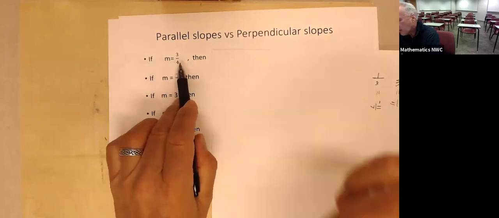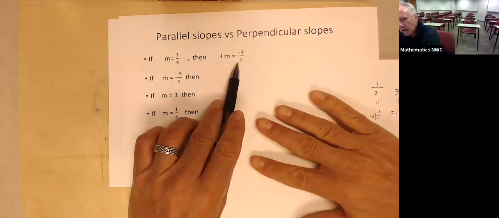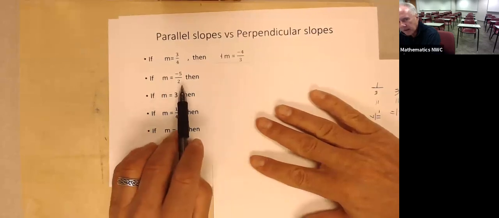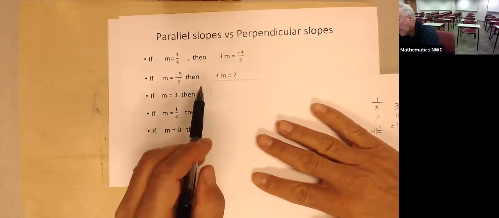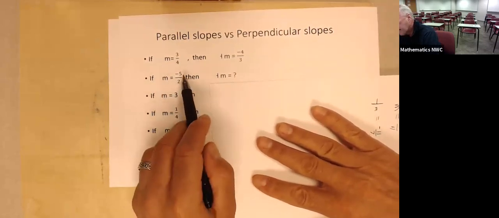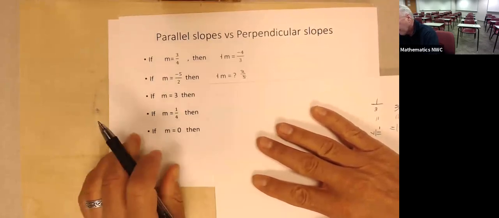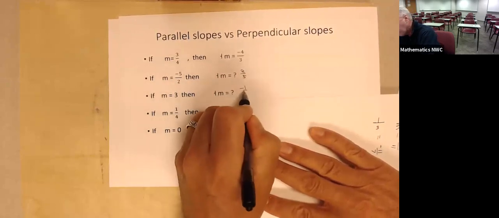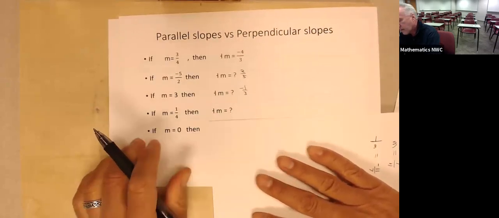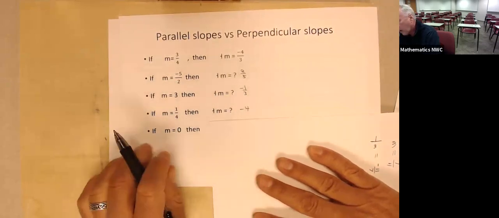If m is 3/4, then the perpendicular slope would be a -4/3. My slope is a -5/2. The perpendicular slope would be then what? Well, we would say it's the opposite reciprocal, or 2/5. The slope is 3. The perpendicular slope is a -1/3. The slope is 1/4. The perpendicular slope is a -4.